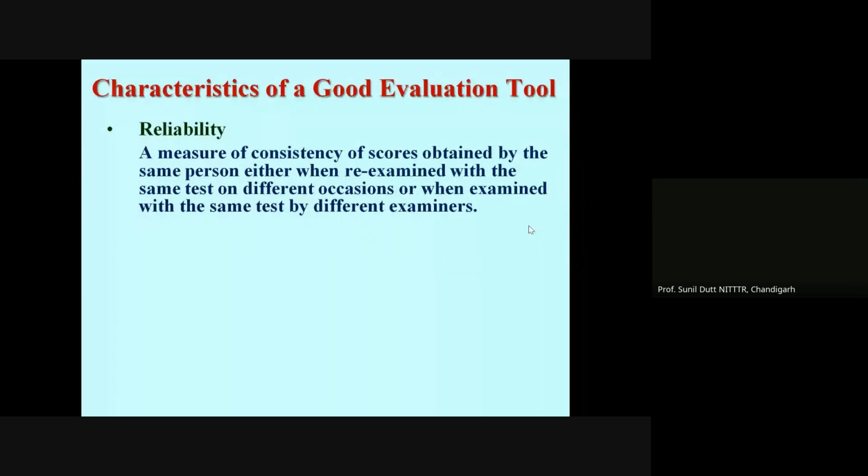So it is a measure of consistency of scores obtained by the same person either when re-examined with the same test on different occasion or when examined with the same test by different examiner. समझ गए? एक आंसर शीट को 3 टीचर ने evaluate किया और एक क्वेश्चन पेपर को मैंने अभी अटेम्प्ट किया और दोपहर को फिर अटेम्प्ट किया, तो मेरे अपने रिस्पॉन्स में वेरिएशन नहीं होनी चाहिए, जो कि ऐसे टाइप क्वेश्चन में होती है. मल्टीपल चॉइस क्वेश्चन आर हाईली रिलायबल, उनमें नहीं होती.